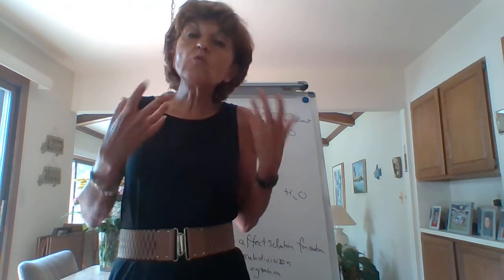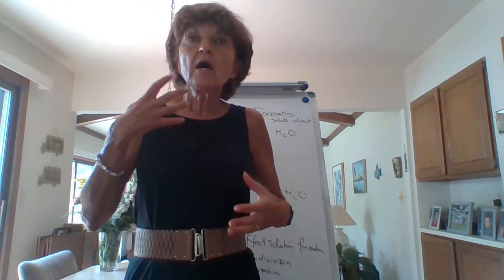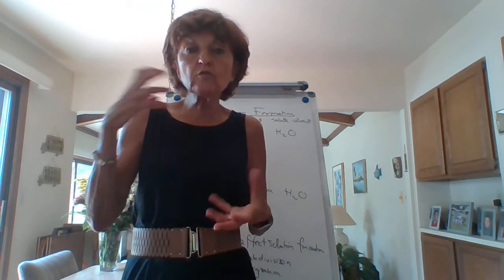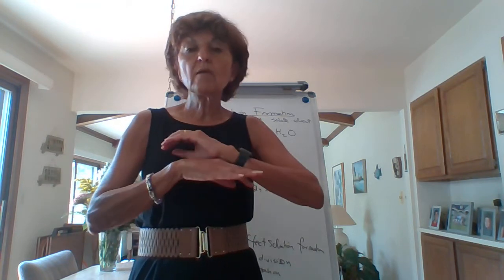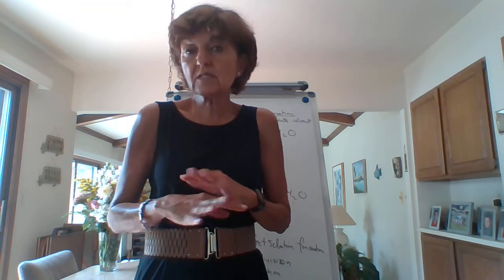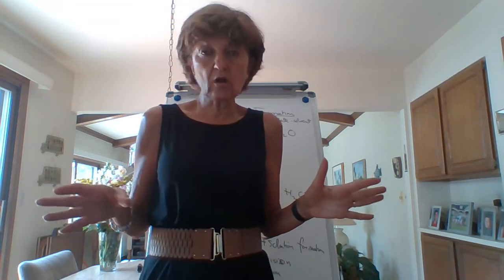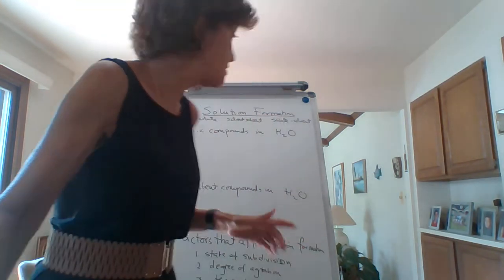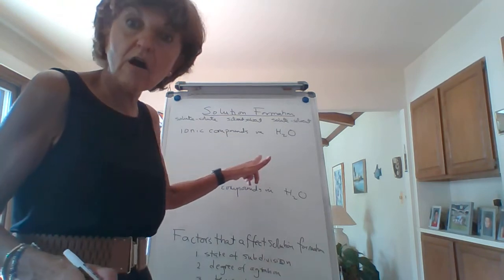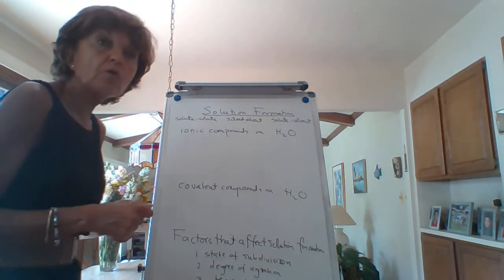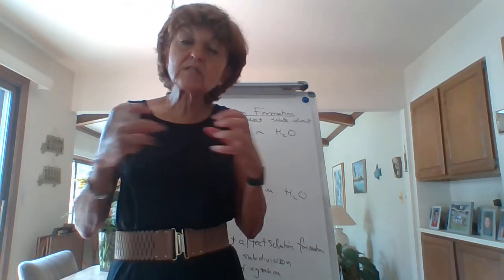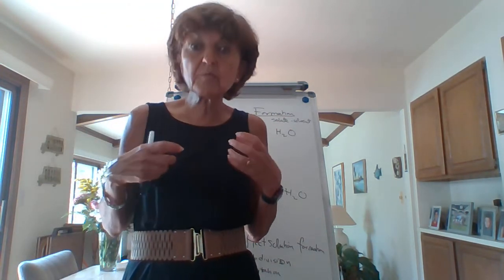All right, so what are these attractions? It depends on what the solute and what the solvent are. So we're just going to assume an aqueous solution. So we're going to say water is my solvent. Now, what happens when you put an ionic compound in water? Ionic compounds will basically separate out into their individual ions. If they're going to be dissolved in water, they're going to separate out into ions.